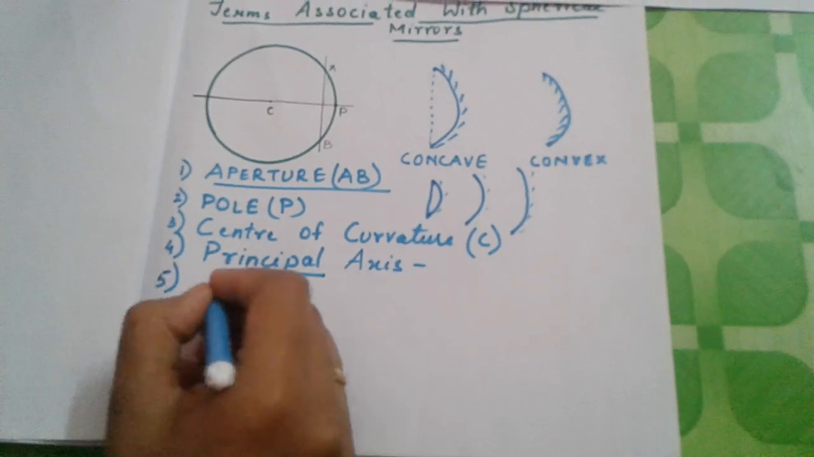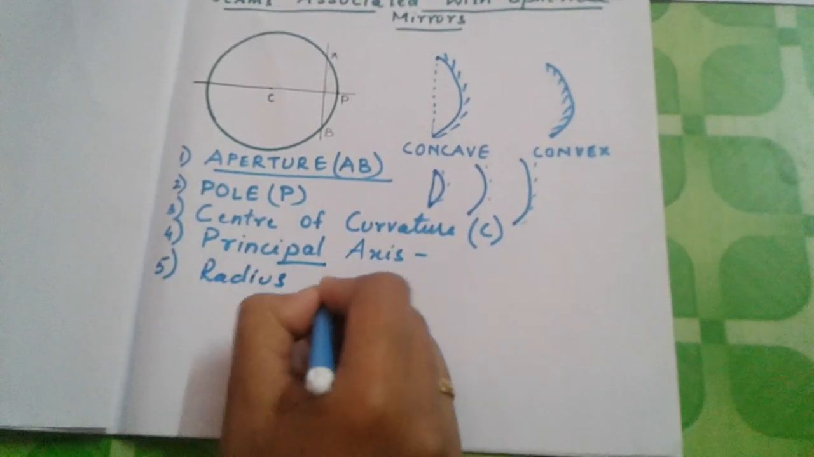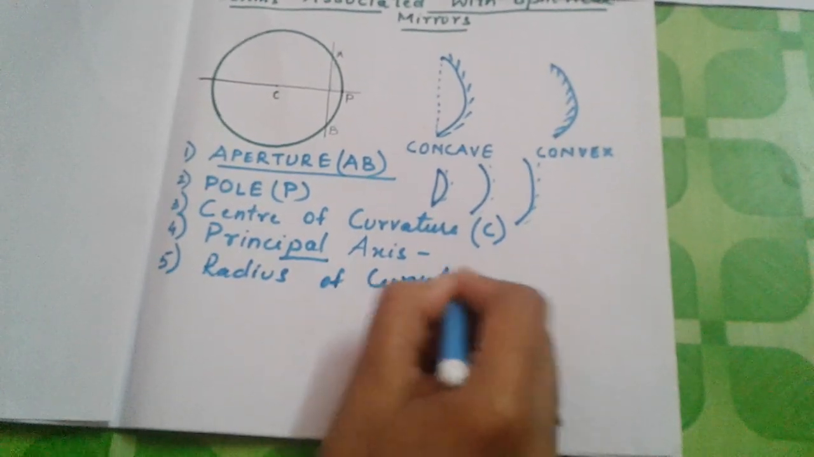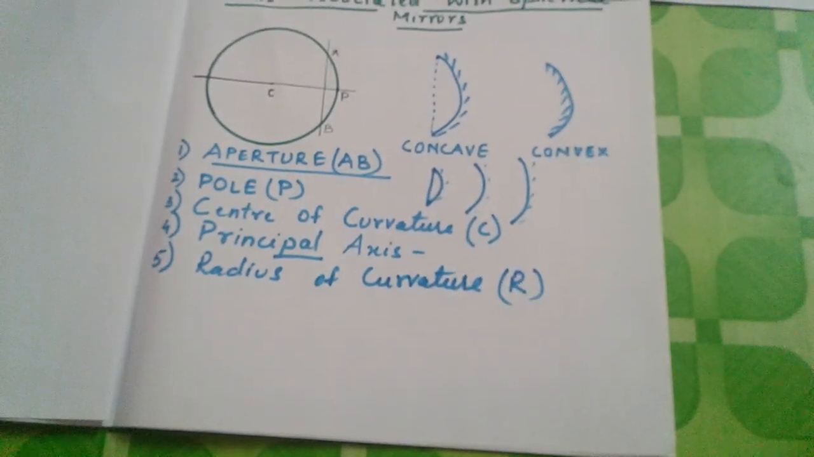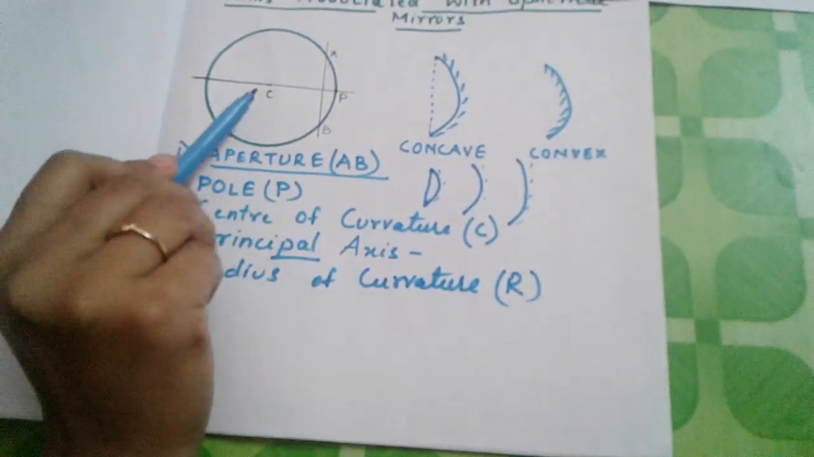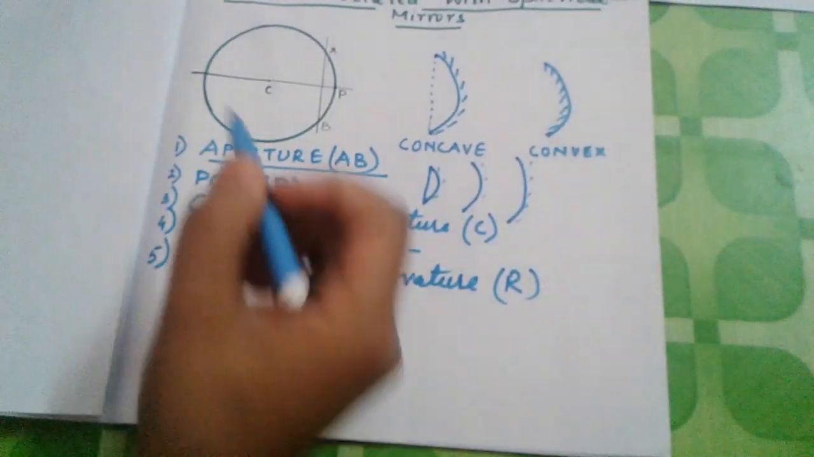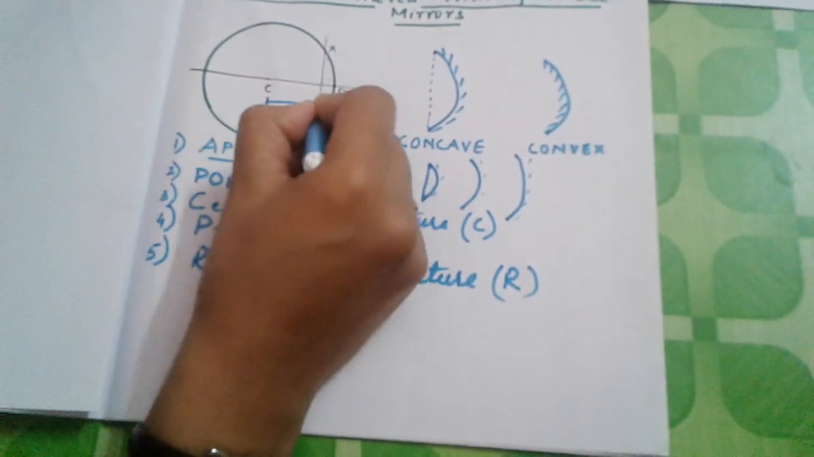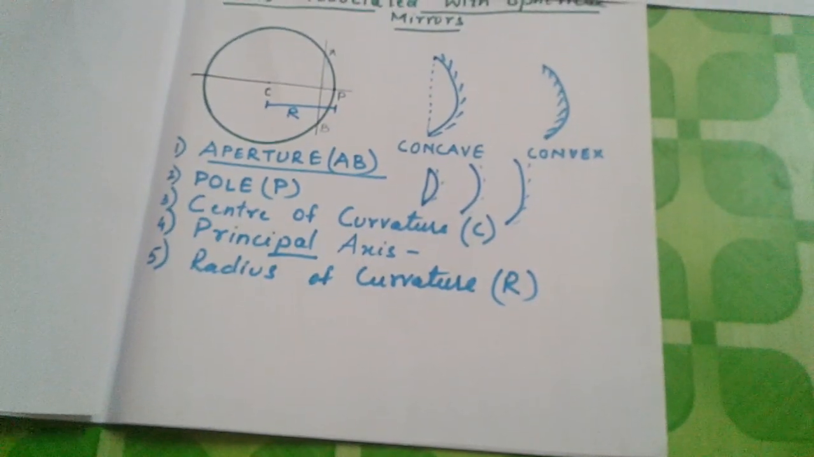The next point after principal axis is radius of curvature. Radius of curvature. The word radius has come. This is represented by capital R. Radius means the radius of this particular sphere. So the radius is denoted by the length of the line between P and C. This is known as radius of curvature. I am going to mark it here from P to C. This length is known as radius of curvature.